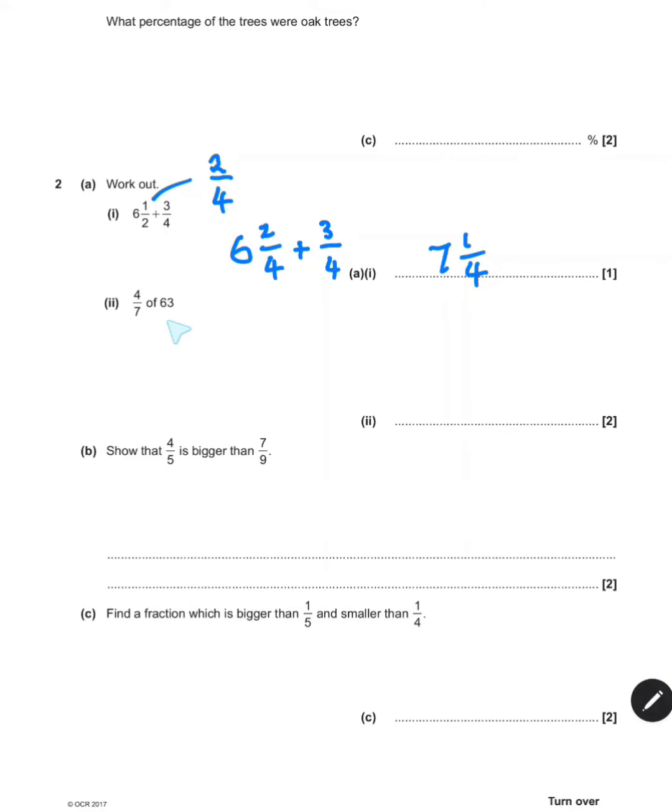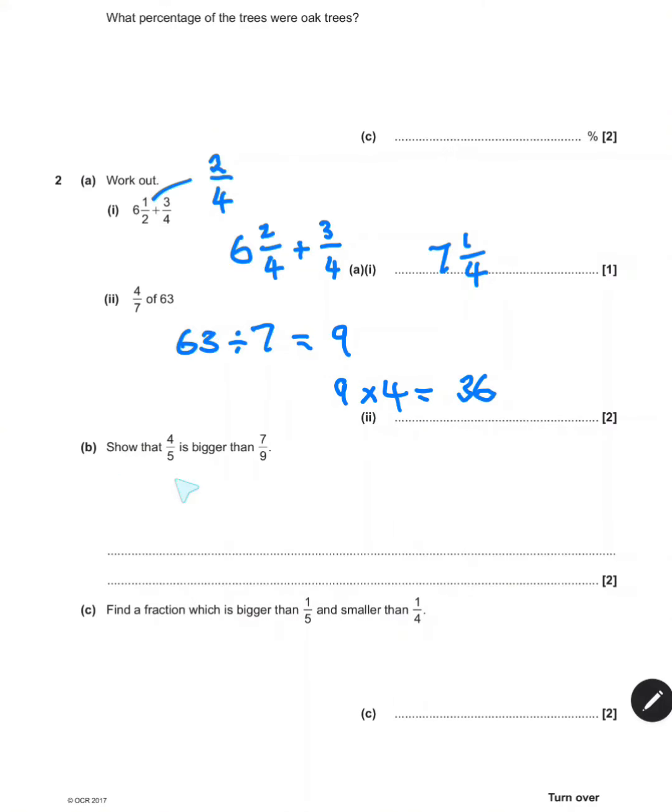4/7 of 63. You get your first mark for doing 63 divided by 7. Even if you don't know the answer to that, that's a mark. 63 divided by 7 is 9. And then we're going to take that 9 and multiply by 4. Part B, we're looking to show that 4/5 is bigger than 7/9.